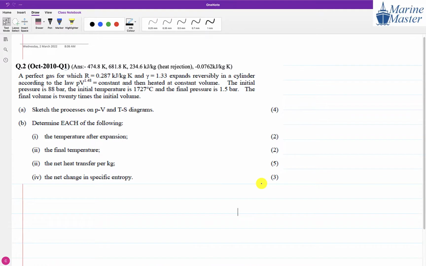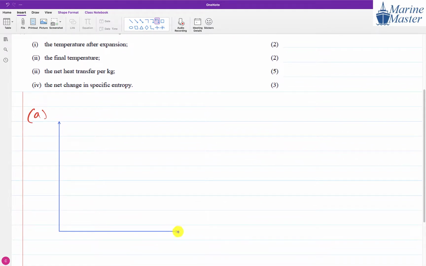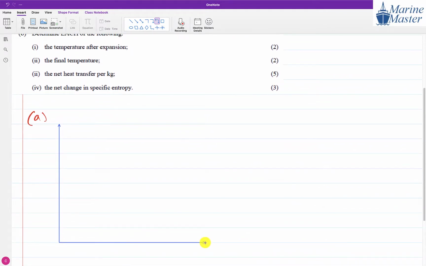Now what they are asking us here in part A of this question: sketch the PV and TS diagram. So as usual, we are going to leave this space for the PV and TS diagram. Always leave this space. Then after that, start writing down the given things.